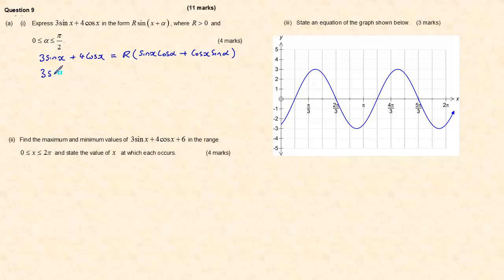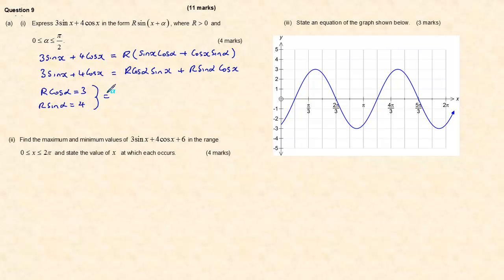We can rewrite that slightly. 3 sin x plus 4 cos x is equal to r cos alpha sin x plus r sin alpha cos x. So comparing the two, we can see that the coefficient of sin x is r cos alpha here and 3 here. So r cos alpha equals 3. And doing the same thing for cos x, r sin alpha is equal to 4.